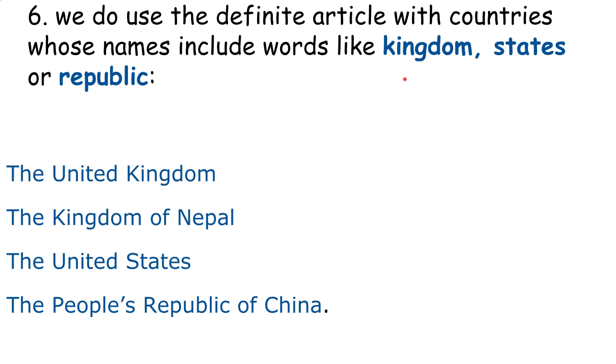Number six, we do use a definite article with countries whose names include words like kingdom, state, or republic. It's easy to remember. The United Kingdom, the Kingdom of Nepal, the United States, the People's Republic of China. So we say the United Kingdom because this country has kingdom in the name.